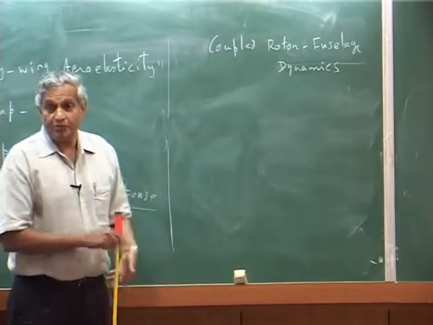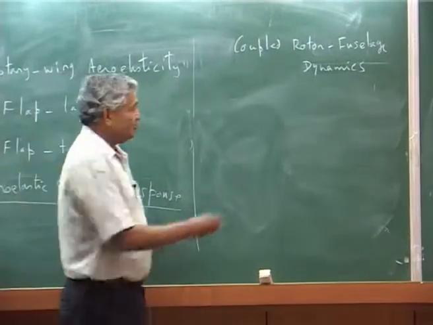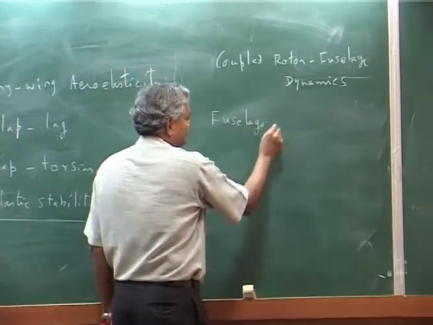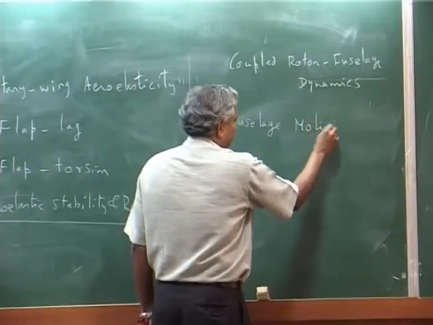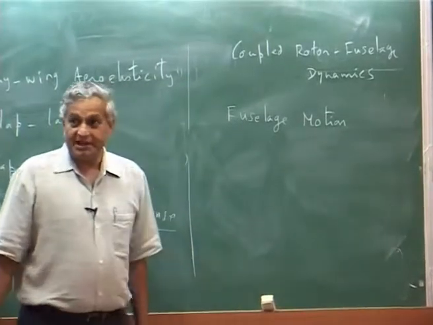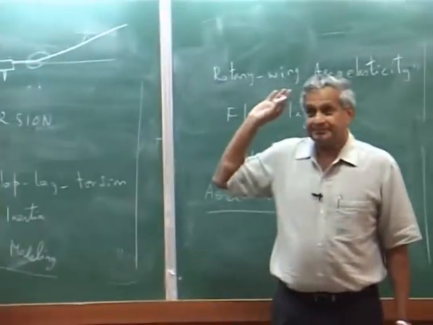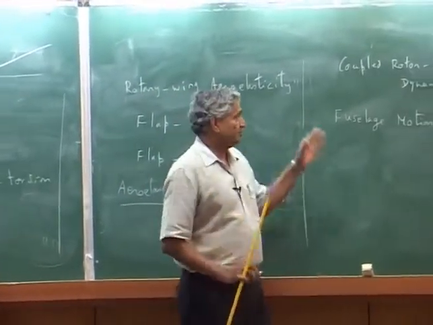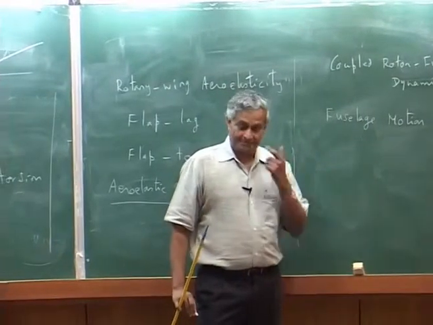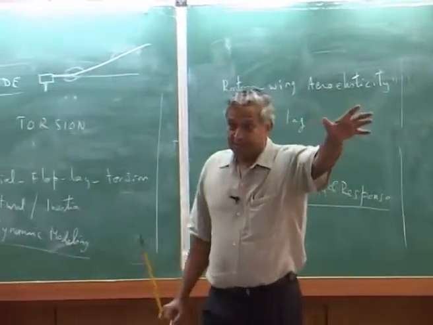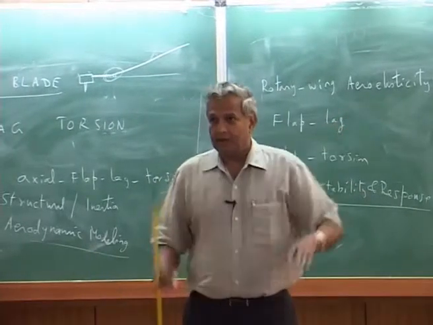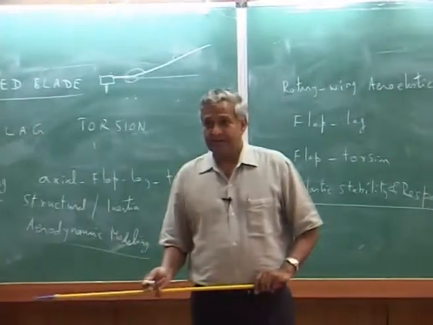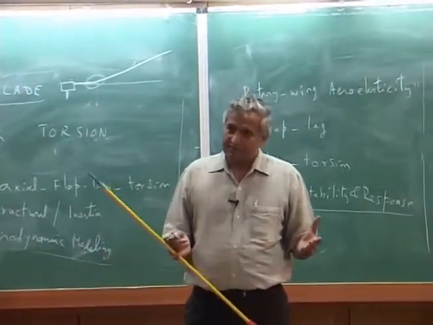This requires now fuselage motion. So you will have fuselage motion, in addition to flap lag torsion. That means hub is going to move. This problem is more complicated. But all flight dynamics problems come under this, because you want to maneuver, you want to do something. Then you need to have a model for that.